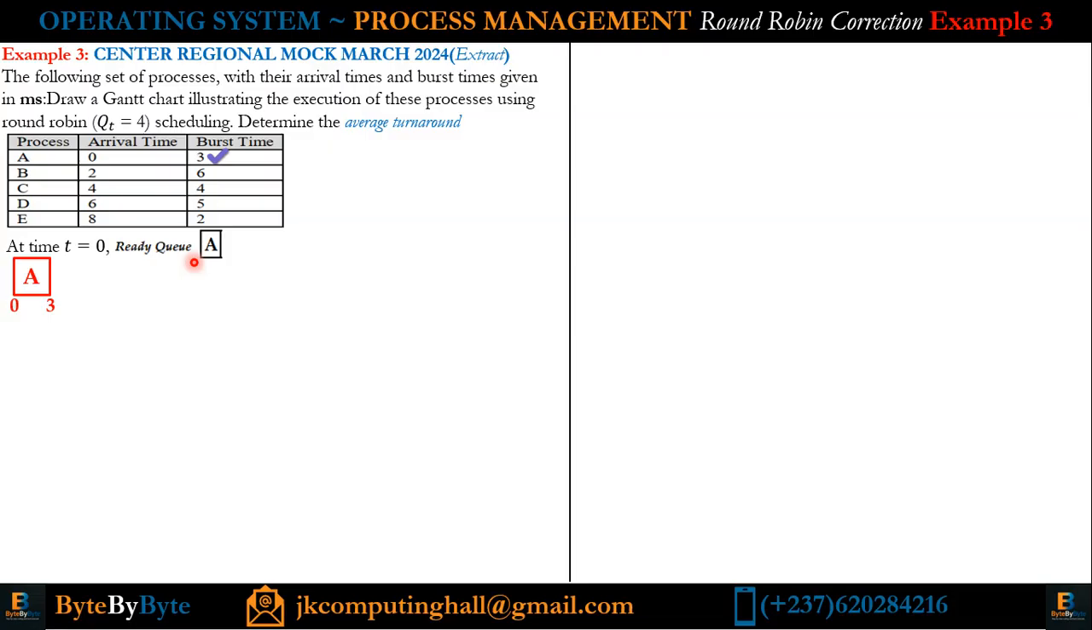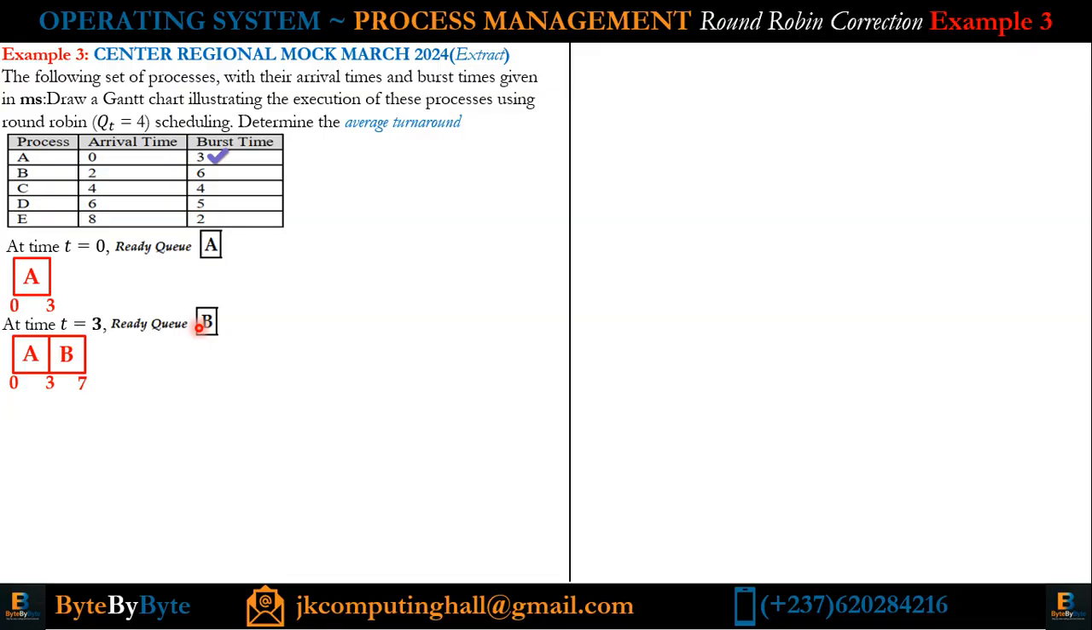But now at time 3, you realize that by the time you are done with A, B was already in the system because B came at time 2. So now at time t equals 3, why am I focusing on time t equals 3? Because that is the time when A is done. And at time t equals 3, in my ready queue I have B only, because A is done. So B will be the only process I'm going to execute.